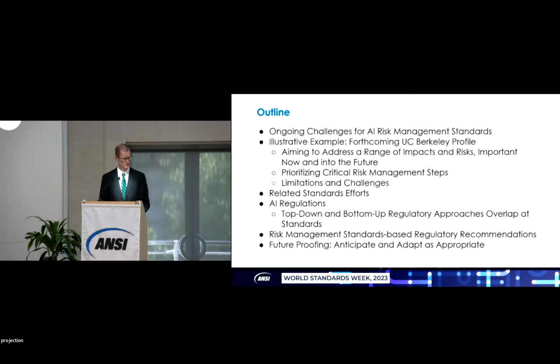I'll talk a little bit about some related standards efforts. We've already heard about some of those, and some of my own views on AI regulations and how those interact with standards, and a few recommendations on regulatory approaches. Some thoughts on how to write standards in a way that's at least somewhat future-proof, regarding concepts of anticipatory approaches, adaptive, and so on. I don't think I have the complete solution there, but I think, as has been mentioned a number of times by previous speakers, it's vital that we try to do our best in this area.